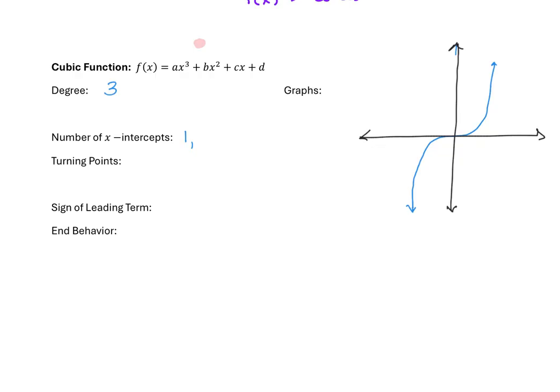Okay, and then now we're going to go ahead and talk about, okay, what's another shape that we can see? So our next shape that we're going to look at is we are going to have something that looks like this.